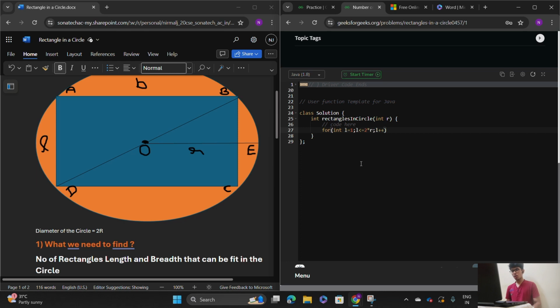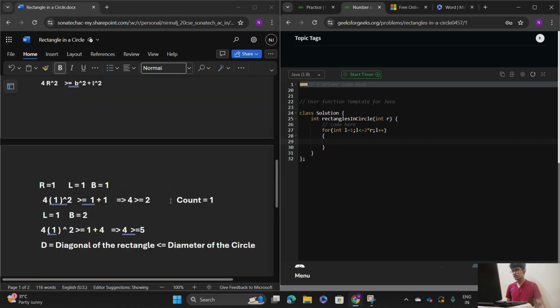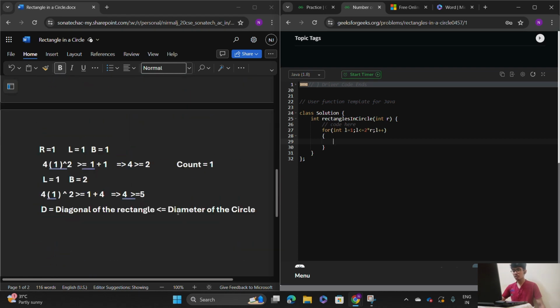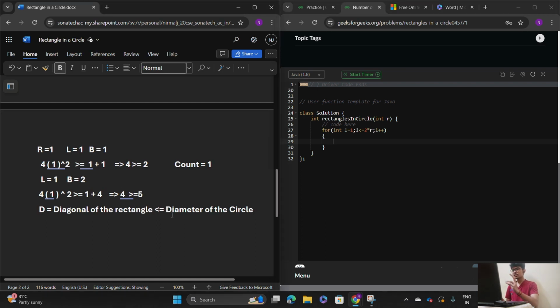Okay, so what is the reason for 2r? 2 times the radius. I said that the diagonal of the rectangle is less than or equal to the diameter of the circle. So in that case, you need to take the diagonal of the rectangle as 2r. That's the reason I take 2r here.